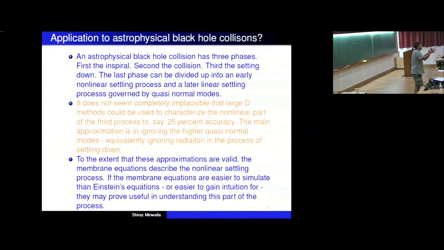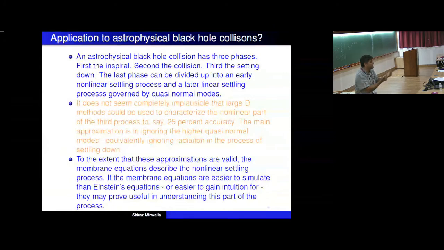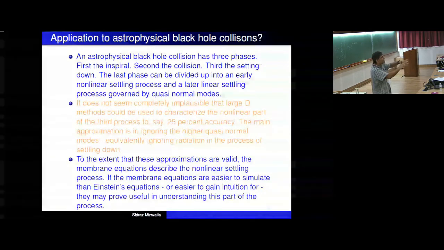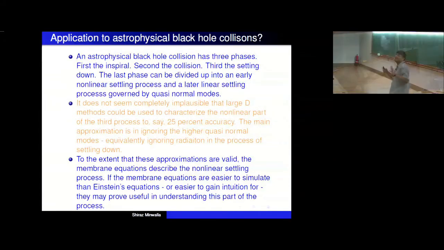To the extent that you can ignore radiation, that's actually, in a way, the main approximation of the large D approach, ignoring radiation, which is exact at large D. At large D, it's not an approximation, but to the extent that it approximates D equals 4 behavior, it's an approximation. To the extent that radiation is not very important, the nonlinear settling down process might conceivably, to a reasonable accuracy, I don't know, just put 25%, 20%, something like that, be captured by our membrane equations. That doesn't sound, even in D equals 4, totally out of the question to me. Whether that would be useful or not, I don't know.